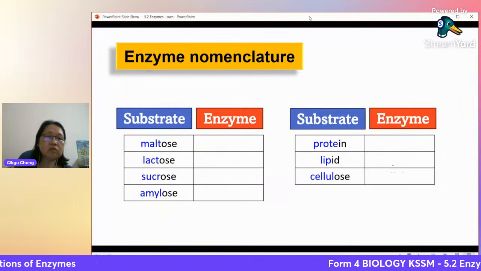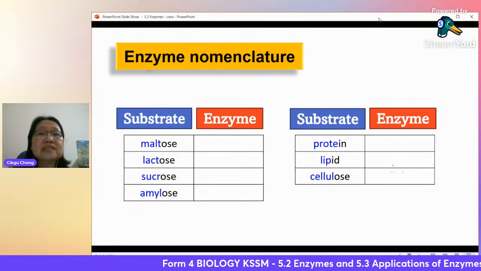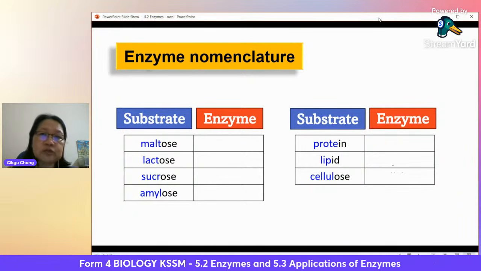Now let's look at nomenclature. Nomenclature is actually naming, the system of naming, giving names to the enzyme.